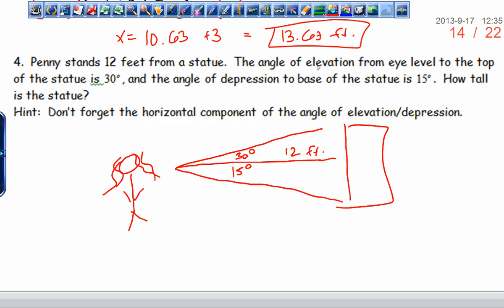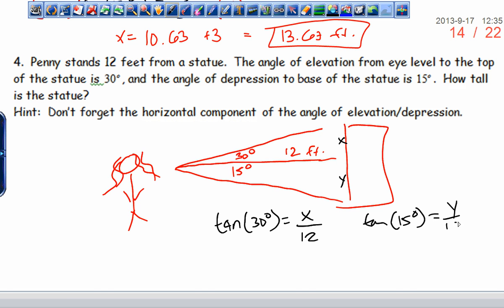So tangent is working overtime again, because I've got to figure out what this distance is and what this distance is. I've cleverly labeled them x and y. So tangent of 30 degrees is equal to x over 12. Tangent of 15 degrees is equal to y over 12.